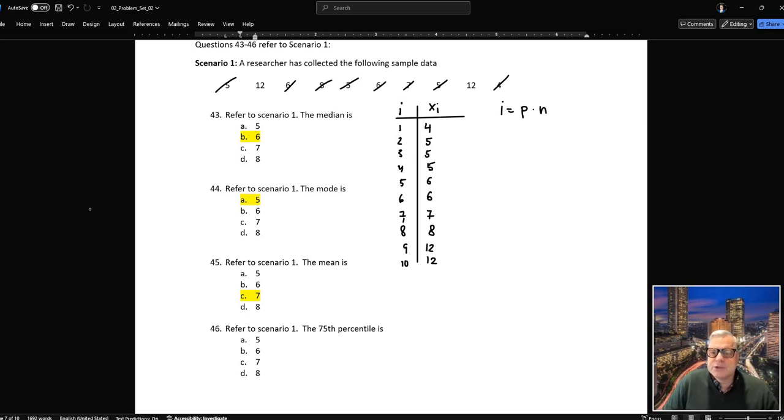So now the 75th percentile. We use again that formula, and we get the index number 7.5, not an integer, so we have to round up, and our index number would then be 8, and the corresponding value is 8.